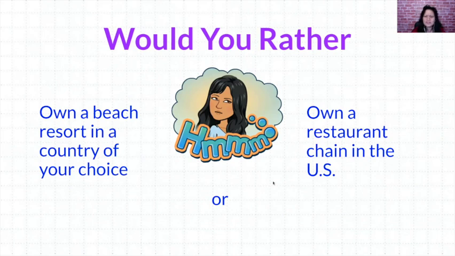This actually, in most classes, was pretty close. And I think it's because a lot of the students have their favorite restaurant that they like to go to. So I guess they were just thinking about owning that particular chain. I found that for the few that said own a beach resort in a country of your choice, when I asked students, did you have a particular country in mind? They would say some countries, and then I would ask, oh, have you been there? And most of the time they had not been there. But that's really fun and interesting.